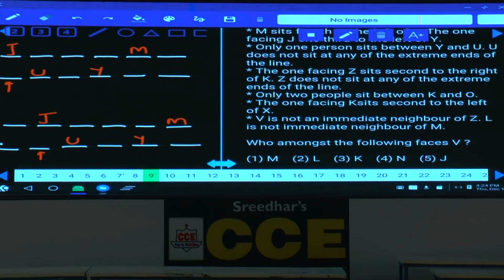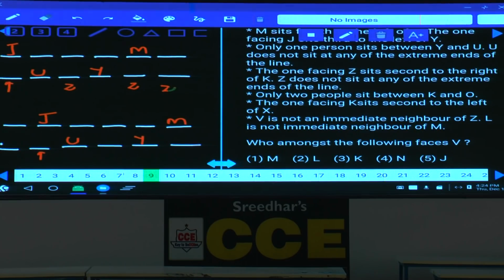Now the one who is facing Z sits second to the right of whom? Sits second to the right of K. Now the one who is facing Z sits second to the right of K. Now can Z be at this place? Z cannot be at this place. And Z cannot be here as well. Then can Z be at this place? Z at this place is also not possible, isn't it?